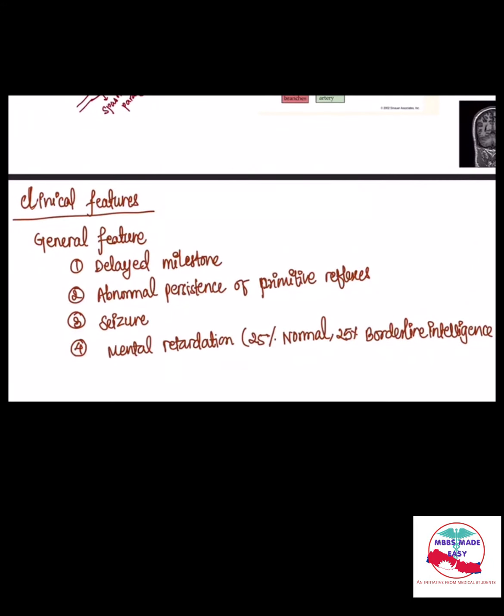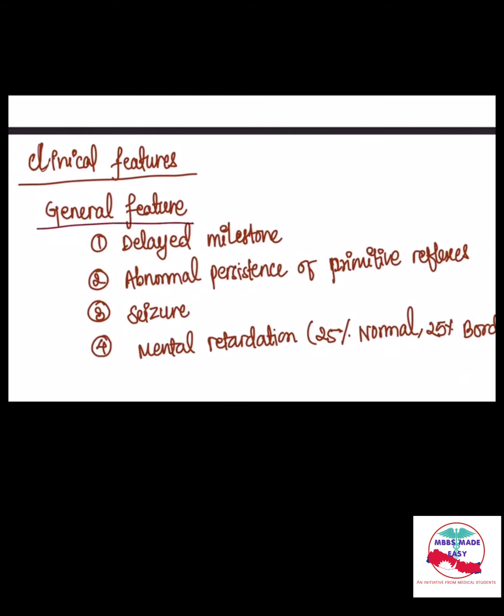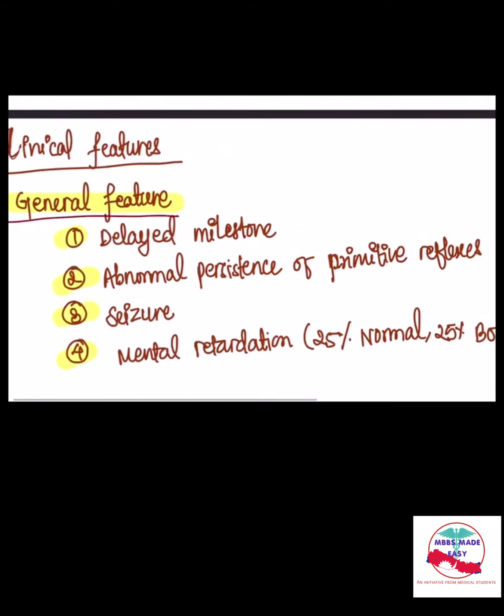One way to study the clinical features of cerebral palsy is to classify them as general features and specific features. General features are those present in all types of cerebral palsy. Almost all will have some degree of these four general features. Okay, so one is delayed milestones. Children with cerebral palsy will have delayed milestones.